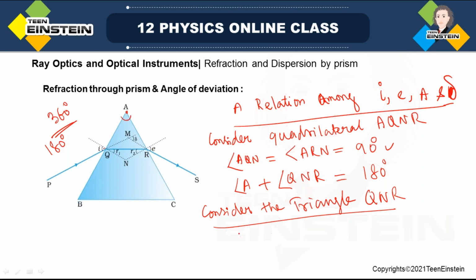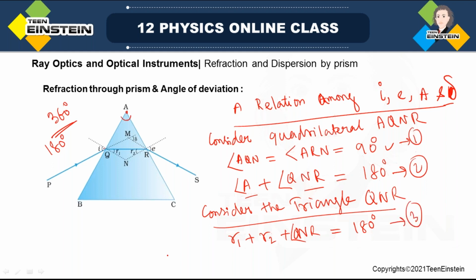See, QNR means the small triangle here. From this triangle I can write R1 plus R2 plus angle QNR to be 180 degrees. Now look, one more point over here: QNR plus this angle, the angle of prism, is 180 degrees. Let us say this is equation number 1, this is equation number 2, this is equation number 3.